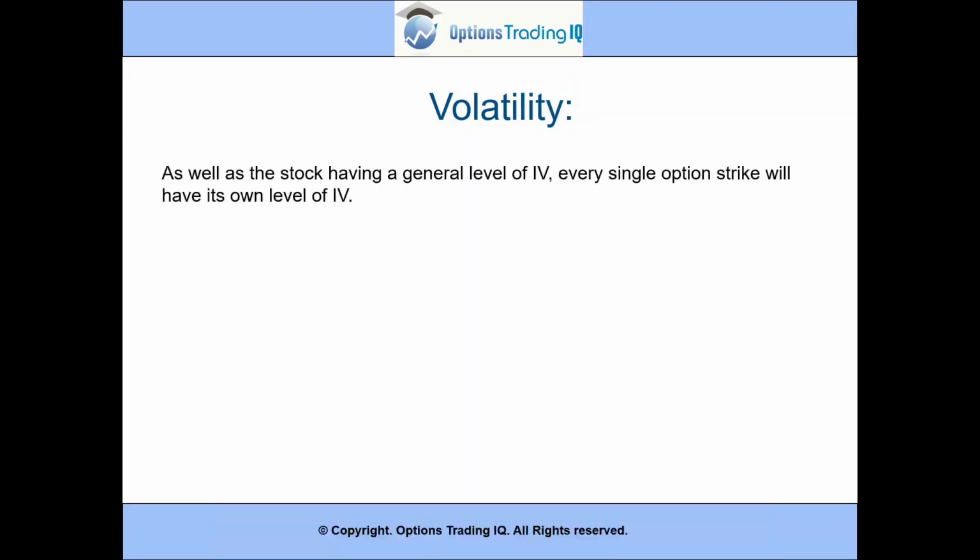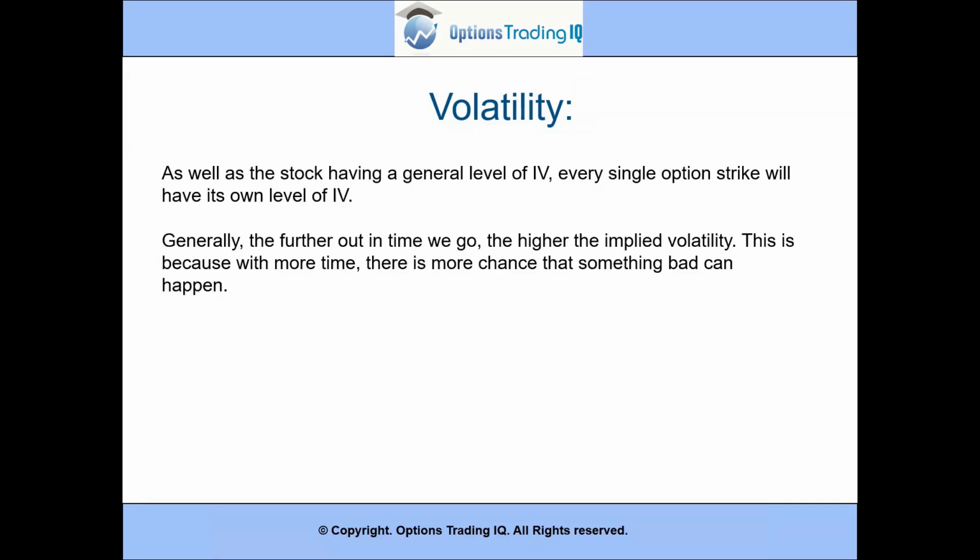As well as the stock having a general level of IV, every single option strike will have its own level of IV. Generally, the further out in time we go, the higher the implied volatility. This is because with more time, there's more chance that something bad can happen. This is called contango. It's a funny name. It comes from the futures market.